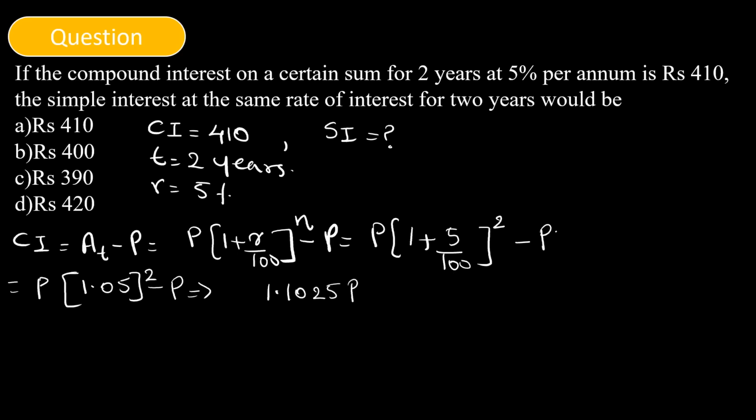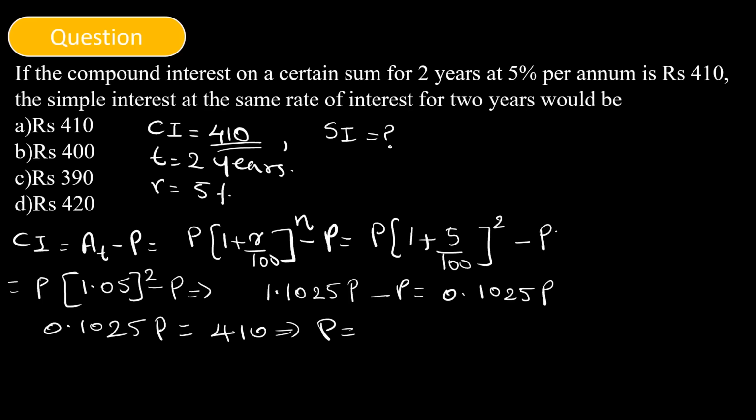1.1025P minus P, that is 0.1025P. This is the compound interest, and the compound interest is given as 410. So 0.1025P is given as 410. So P is equal to 410 divided by 0.1025, which is equal to 4000.